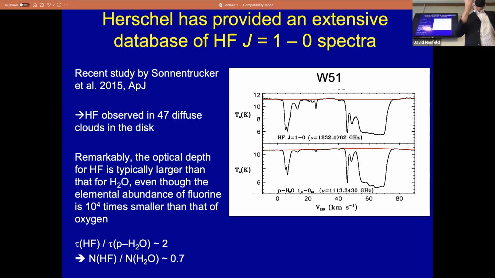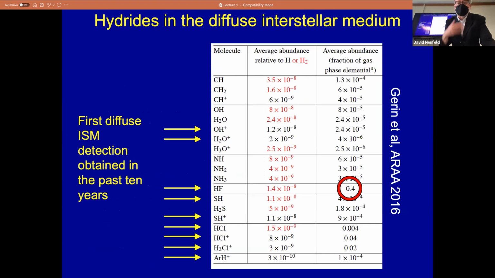So that's nothing to do with chemistry, that's to do with nuclear physics and how these elements are made in stars. But fluorine is way underabundant compared to the nearby elements in the periodic table. And yet, its absorption lines are as strong as those of water. And this then basically is telling us that exactly as you would expect, thanks to this quantum mechanical tunneling, hydrogen fluoride accounts for a very significant fraction of all the fluorine in the gas phase.